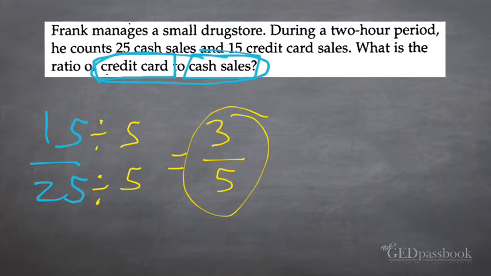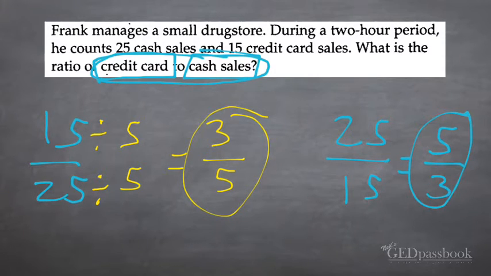If you were to do it backwards, if you were to have done 25 over 15 and then simplified it, it would have been 5 over 3. And guess what? This is incorrect. That's not the correct ratio. The ratio must match what the question is asking. If it asks credit card to cash sales, that's how the order should be. Credit card to cash sales.